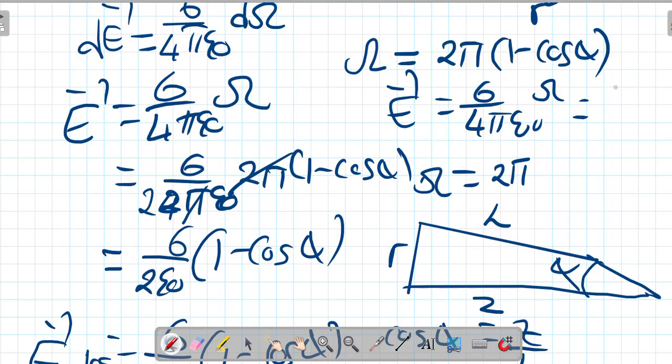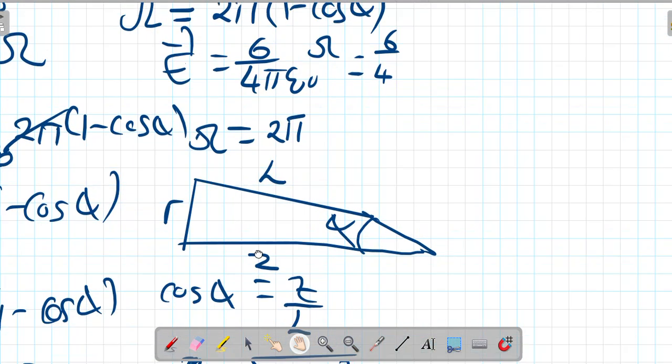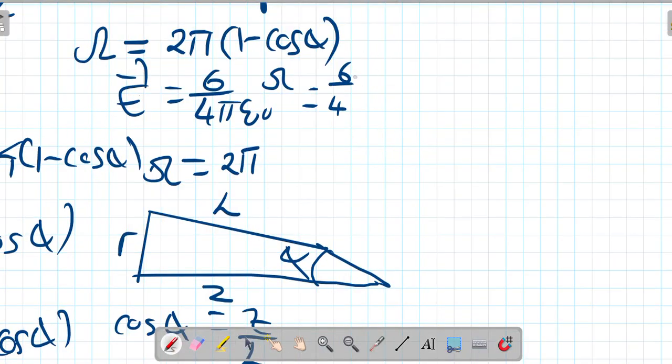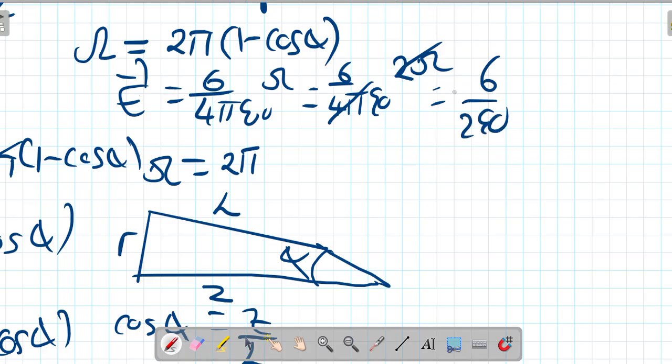So here you just put sigma over 4 pi epsilon 0. Then you put 2 pi here. Then you can cancel this 2 pi. Here you're going to have sigma over 2 epsilon 0. It has given me the same answer.